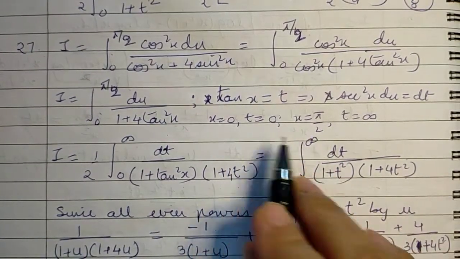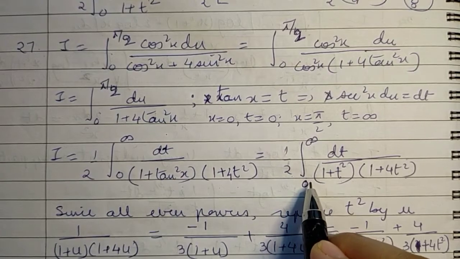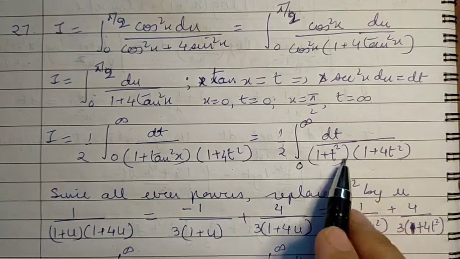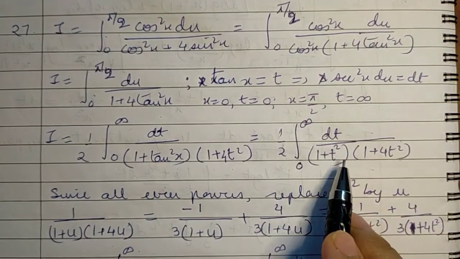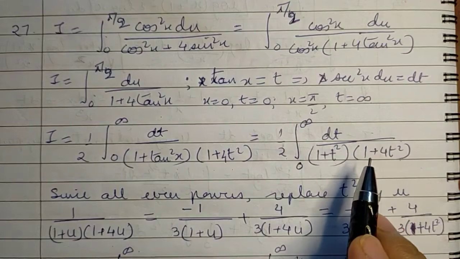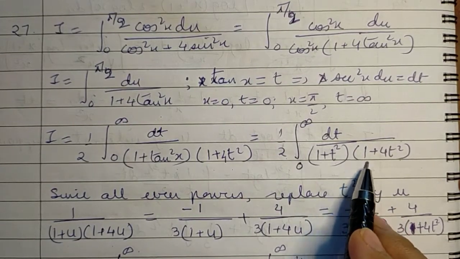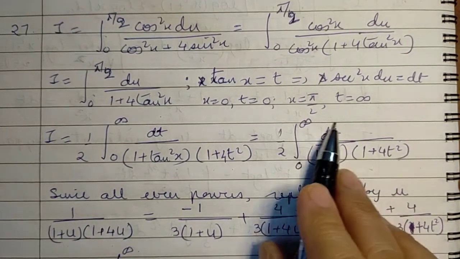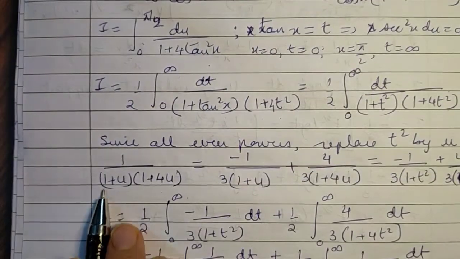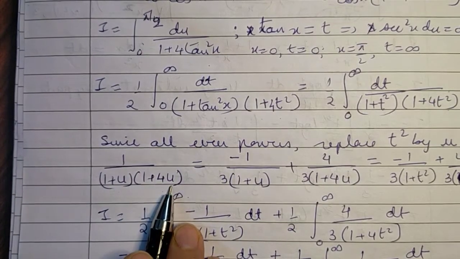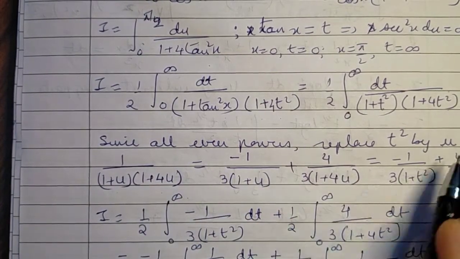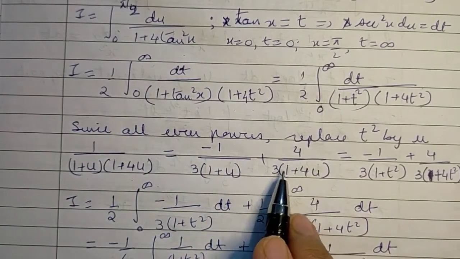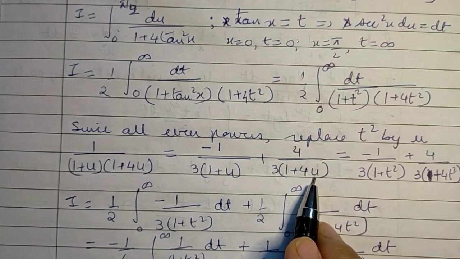Now on changing limits, we get the limits in terms of t replaced to 0 to infinity. Now here, since we are dealing with only even powers of t, before resolving into partial fractions, we replace this t squared by u. So this integrand becomes 1 upon 1 plus u into 1 plus 4u, which on resolving into partial fractions gives us minus 1 over 3 times 1 plus u plus 4 upon 3 times 1 plus 4u.